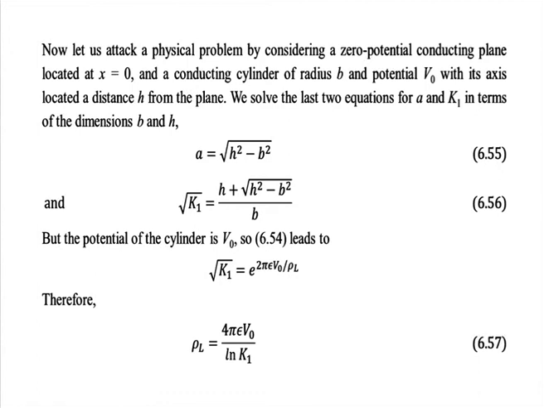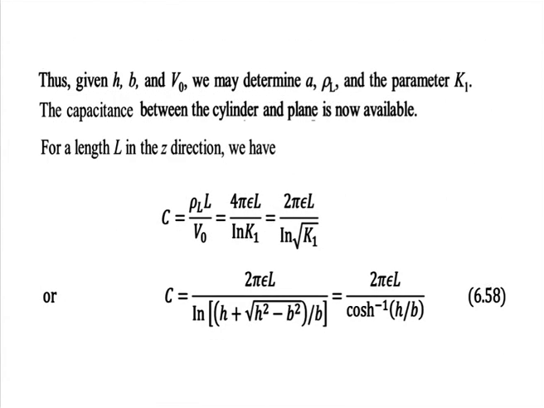But the potential of the cylinder is V naught, so equation 6.54 leads us to the value of K1, and therefore rho L is given by 6.57, that is, rho L is equal to 4 pi epsilon V naught upon log of K1. Thus, given h, b and V naught, we may now determine a, rho L and the parameter K1. The capacitance between the cylinder and plane is now available. For a length L in the z direction, we have C equal to rho L upon V naught, which finally is equal to 2 pi epsilon L upon cosh inverse of h by b.